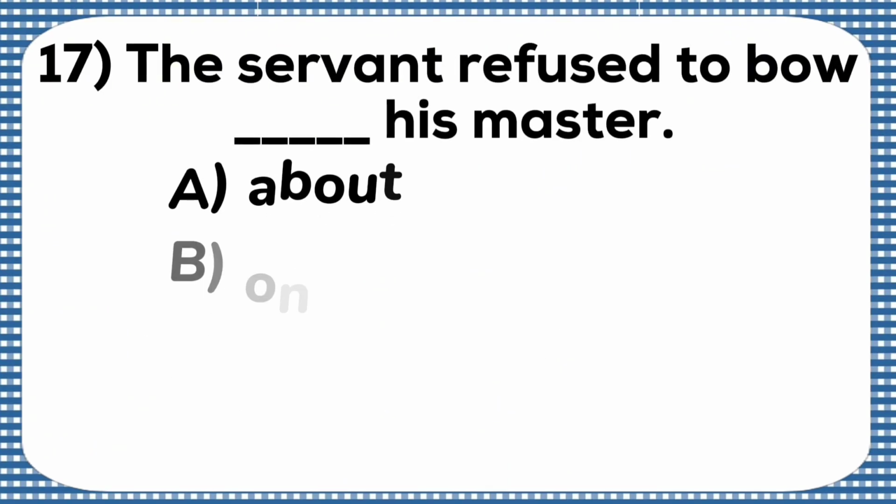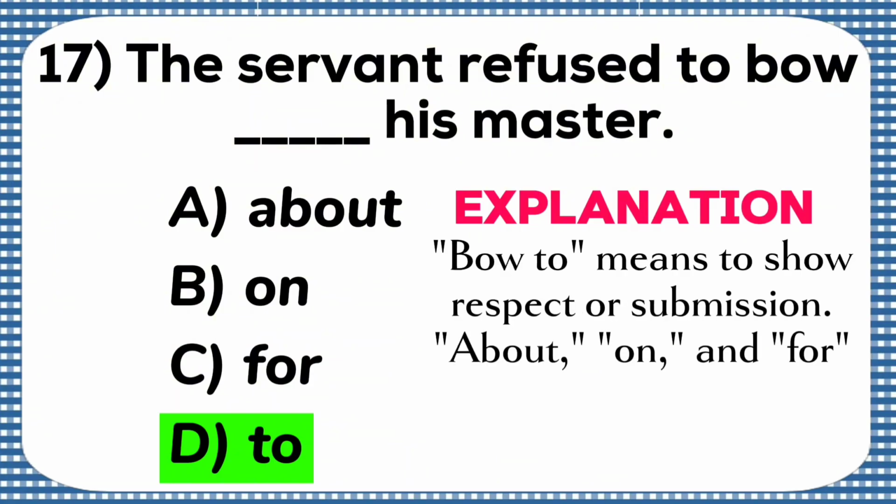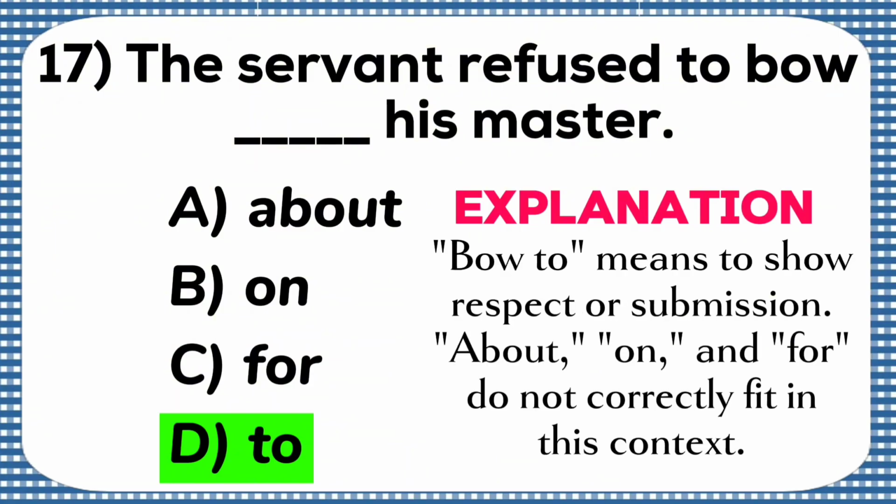The servant refused to bow dash his master. The right answer is option D, to. Explanation: bow to means to show respect or submission. About, on, and for do not correctly fit in this context.